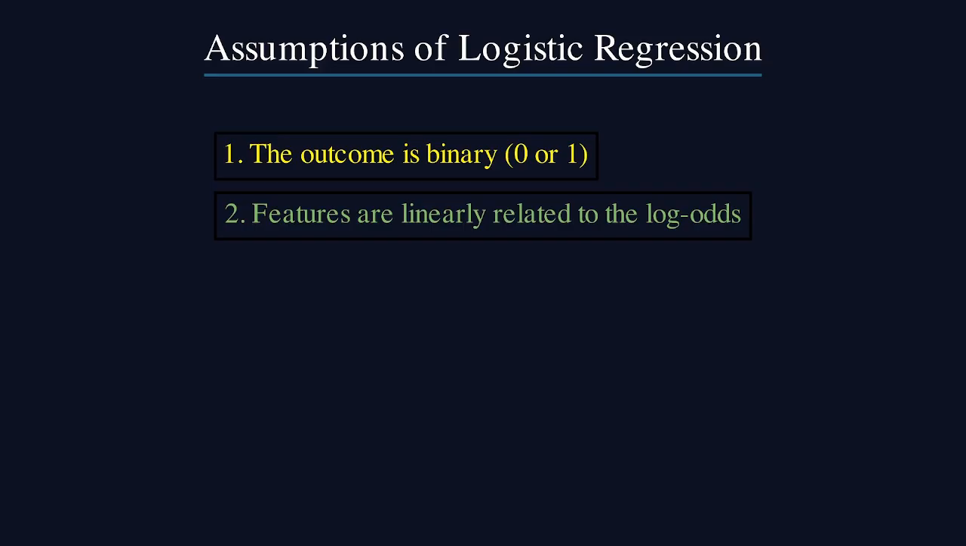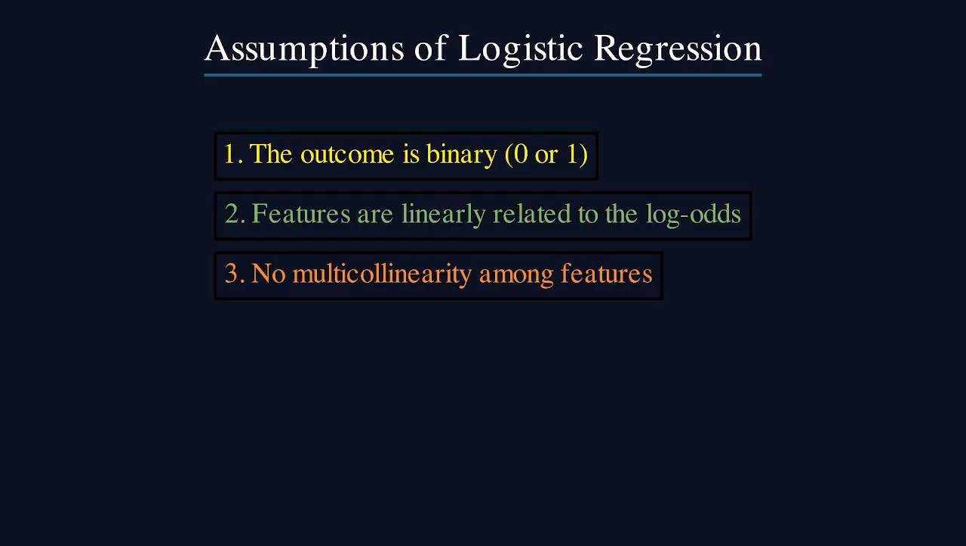This is the odds. So when we take the log of it, we are standardizing it, and then after standardization or normalization of it, when we check with the features, it has to be linear. So this is the second assumption.